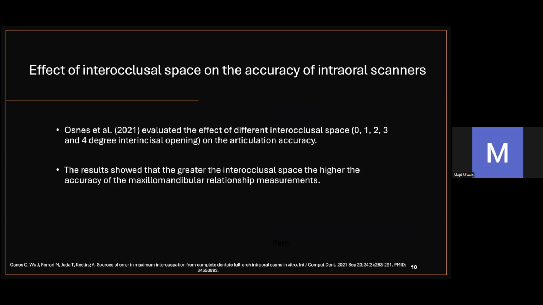Effect of interocclusal space on the accuracy of intraoral scanners. Revilla-León and colleagues in 2021 evaluated the effect of different interocclusal spaces, 0, 1, 2, 3, and 4 degrees of interincisal opening, on the articulation accuracy. The results showed that the greater the interocclusal space, the higher the accuracy of the maxillomandibular relationship measurements. In other words, less overlap between the maxillary and mandibular dentition may favor more accurate alignment or articulation.